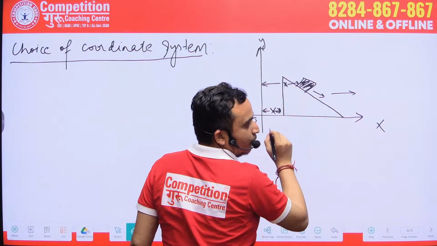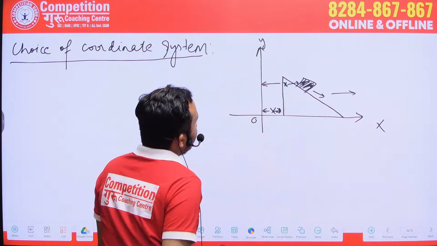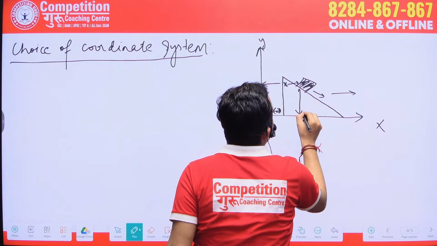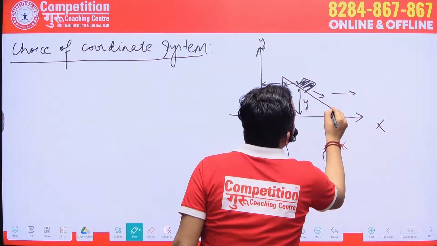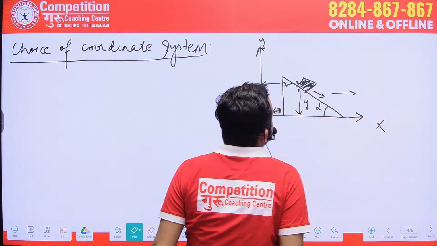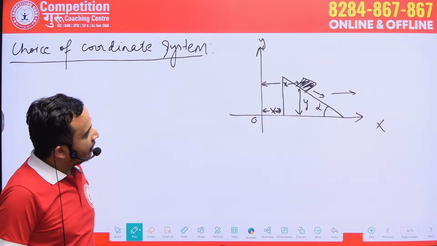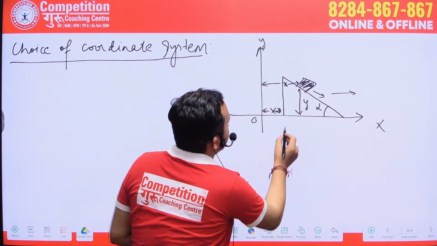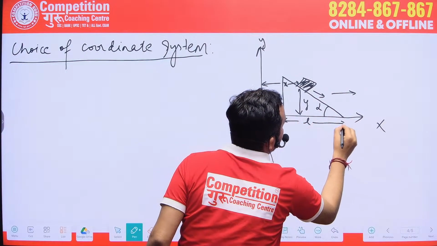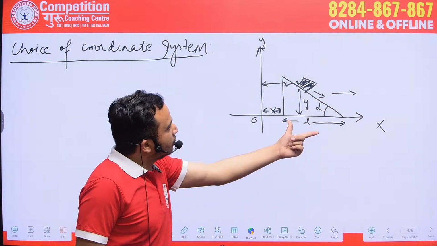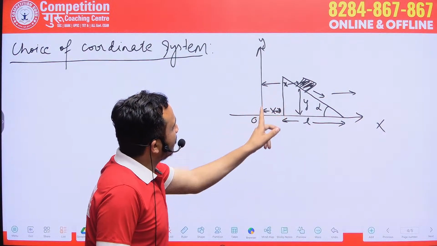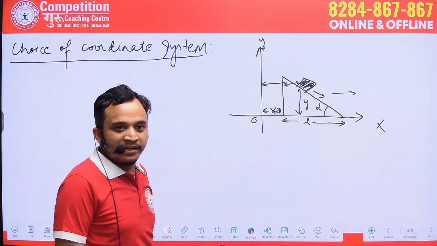Okay, small x, and the y coordinate of this block is equal to small y, and let us suppose the inclination angle is alpha. The length of this inclined plane base is equal to L. So L is constant, alpha is constant. So what are changing? That is capital X, small x and y.